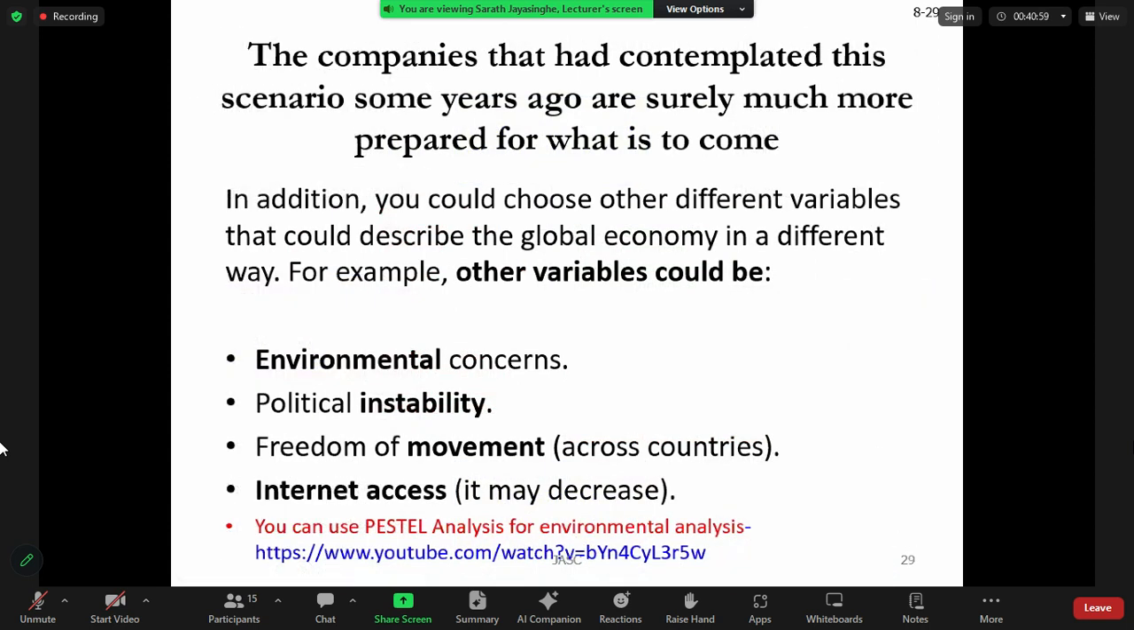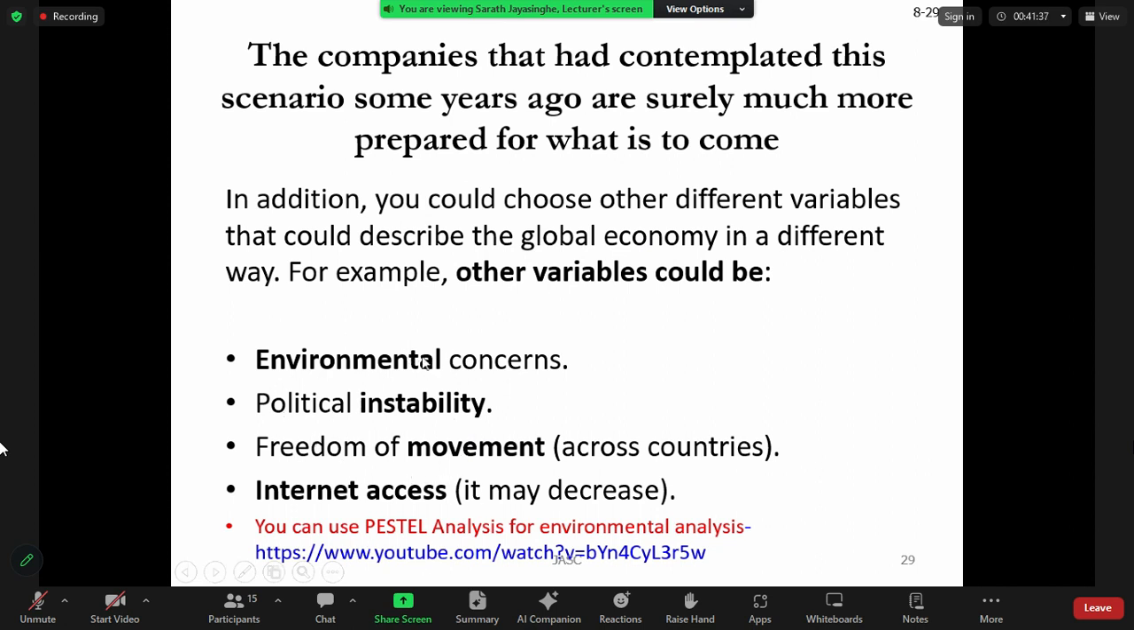The companies that had contemplated this scenario some years ago are sure much more prepared for what is to come. That means in advance, if you are ready with scenarios, you are anticipating certain uncertain happenings, then you can think about remedies and strategies, and then you are ready for future happenings. In addition, you could choose other different variables that could describe the global economy in a different way. We use some variables, but still you can think about some other variables.